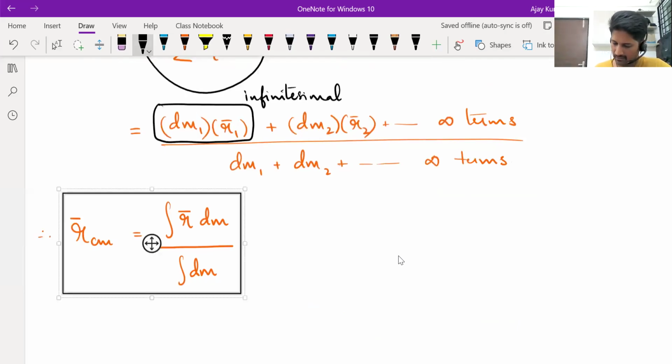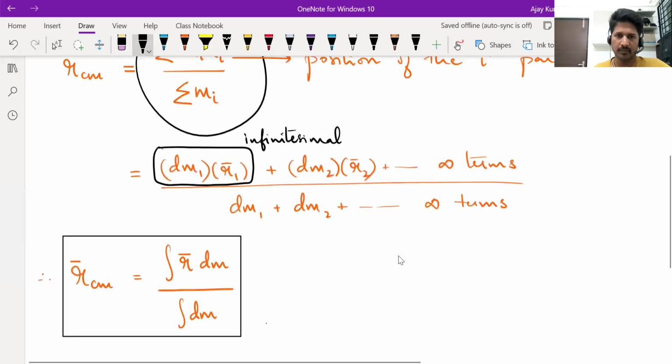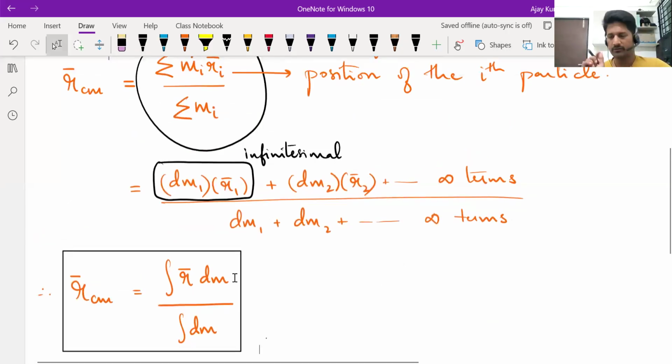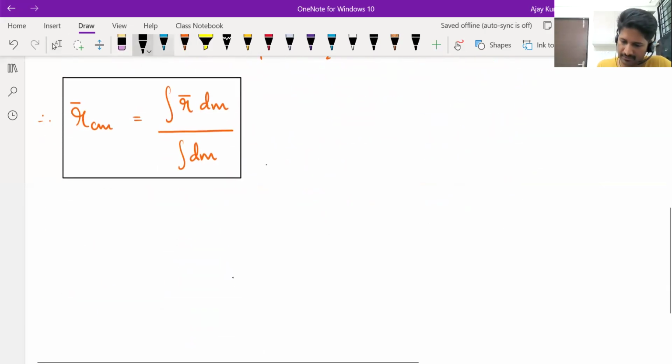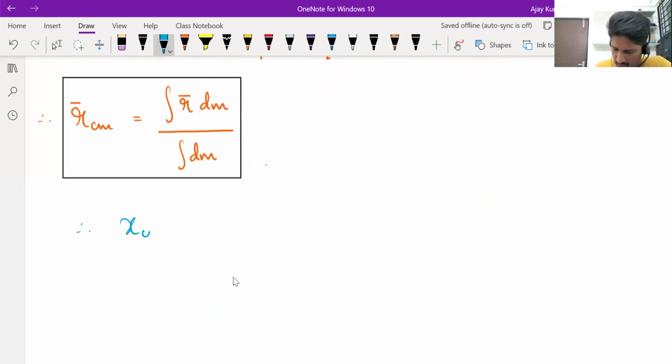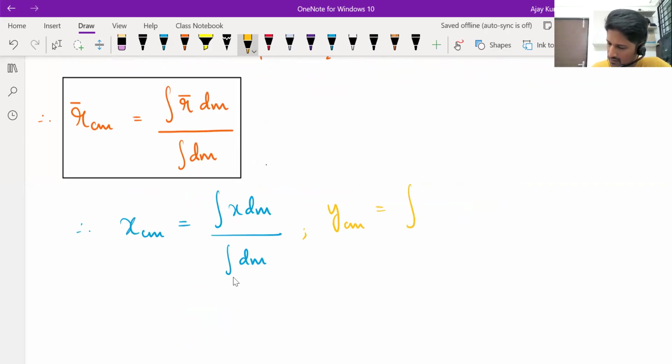Sigma changes to integral. mi, the mass of the ith particle, changes to dm, the mass of a small element. And ri, the position of the ith particle, changes to r, the position of this dm. Therefore, if you only want the x coordinate of the center of mass of a continuous mass distribution, this is what you need to do: integral x dm divided by integral dm. Similarly, if you only want the y coordinate of center of mass, you do integral y dm divided by integral dm. Similarly, the z coordinate also.